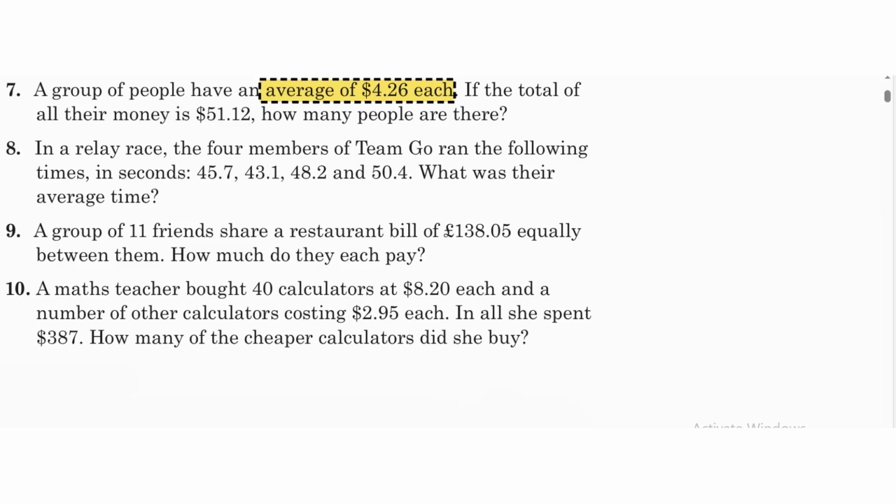A group of people have an average of $4.26 each. If the total of all their money is 51.12, how many people are there? So when you are doing it, you also need to highlight these things. You can underline or note it down in your mind.